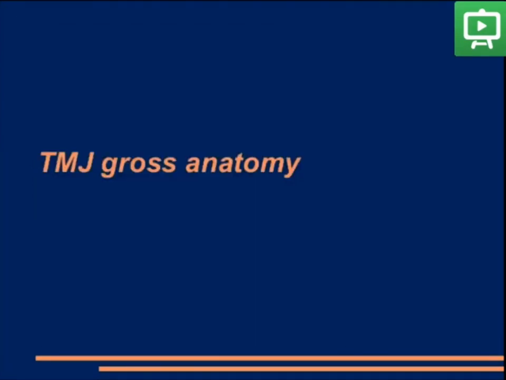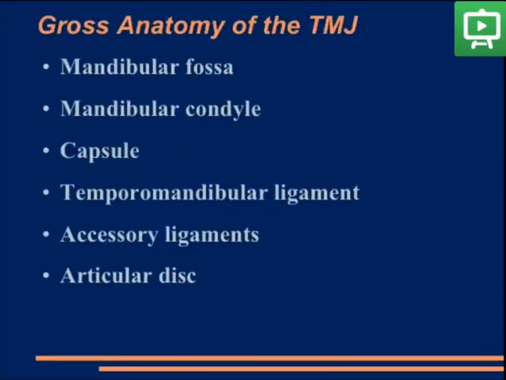Now we will start with the gross anatomy. We will talk about the mandibular fossa, the upper articular surface, the mandibular condyle, the lower surface, the surrounding capsule, the temporomandibular ligament, accessory ligaments, and finally about the articular disc.